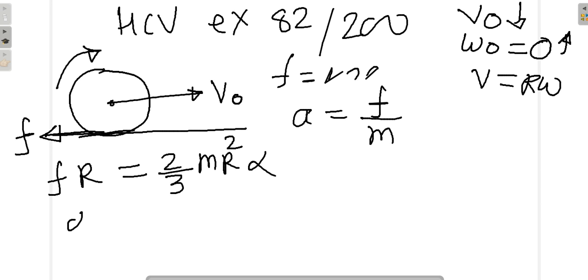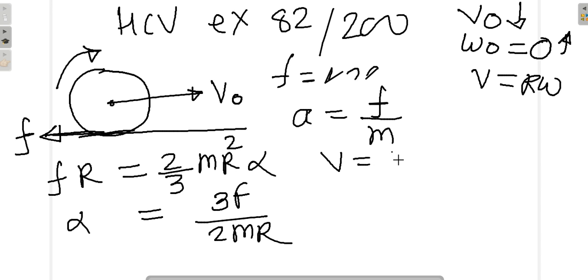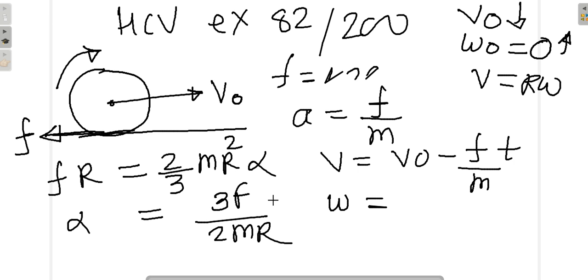and in this case alpha will be positive, so alpha will be 3F upon 2mr, right? This will be positive, whereas this will be negative. So v will be v naught minus at, and omega will be omega naught, which is 0, so let me directly write plus alpha t.